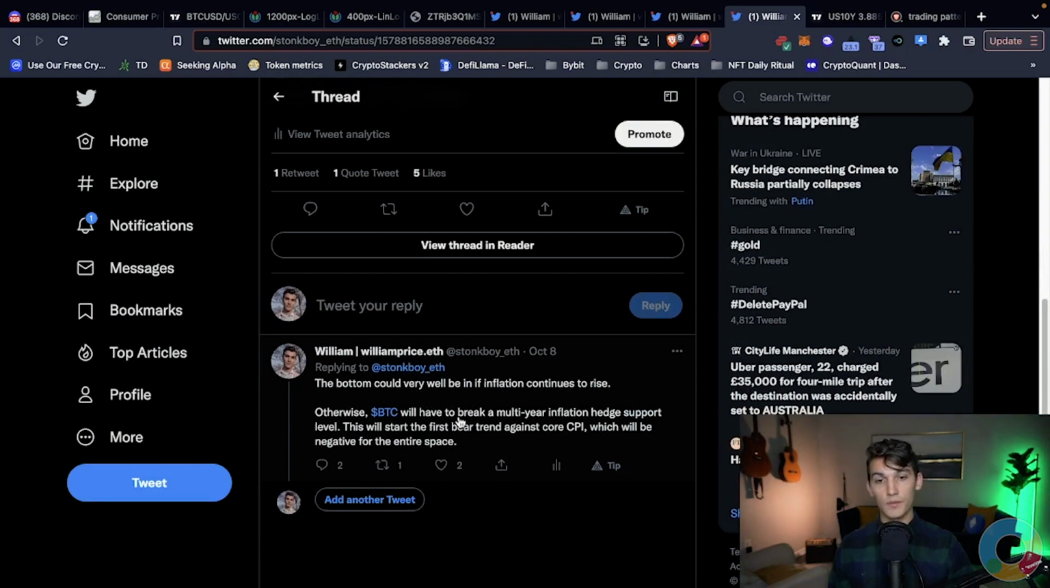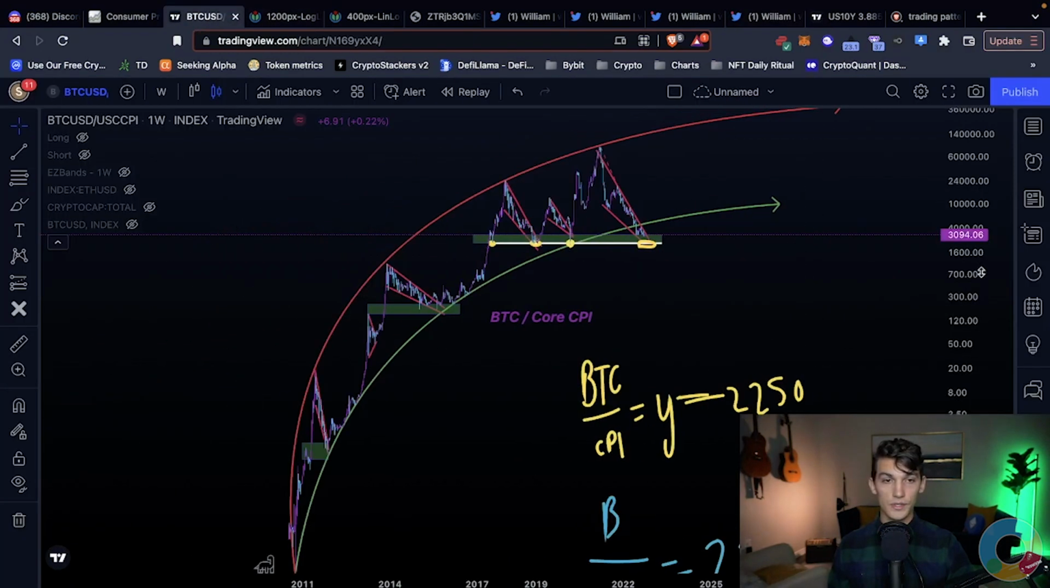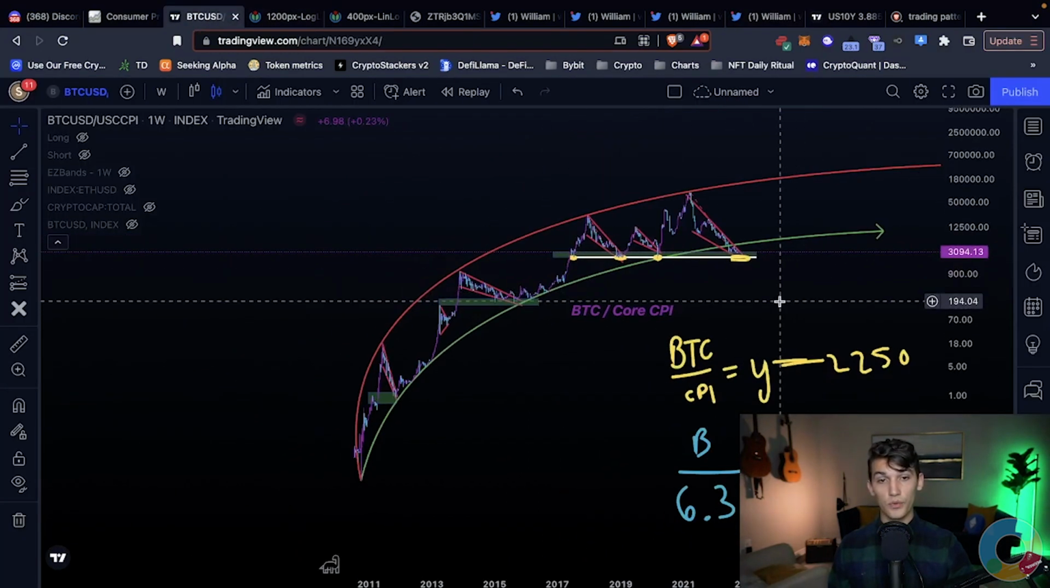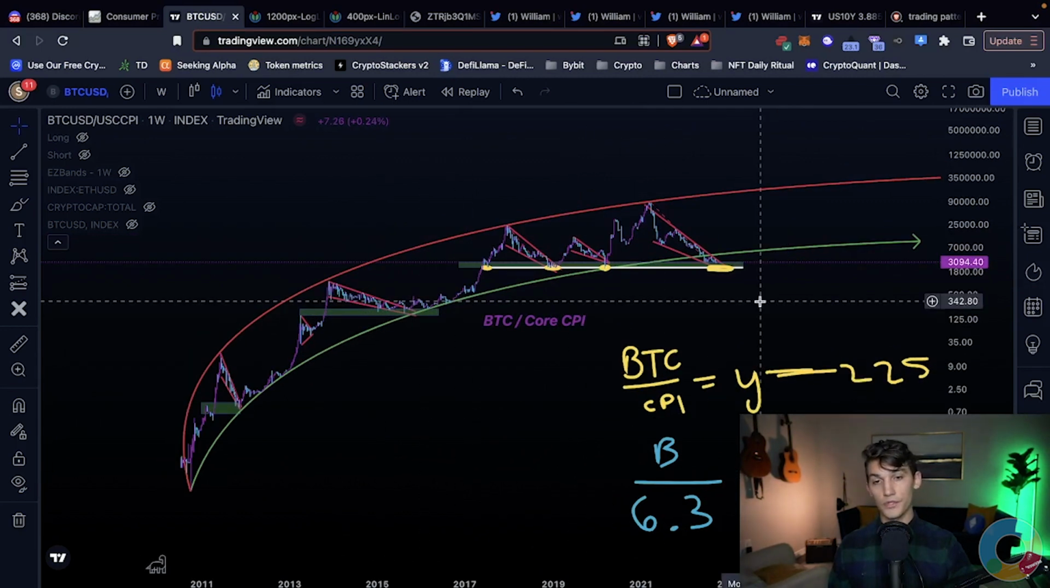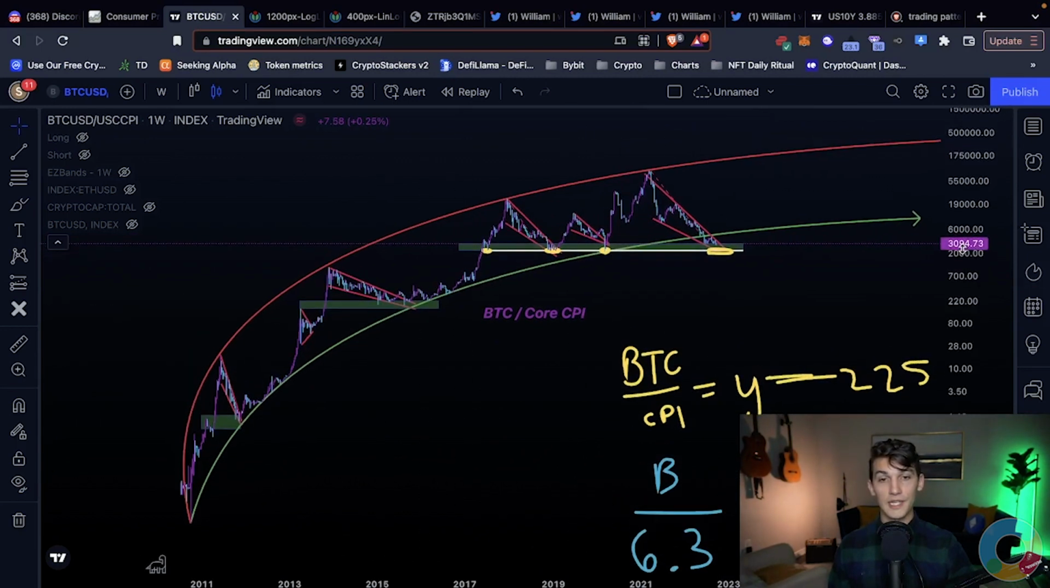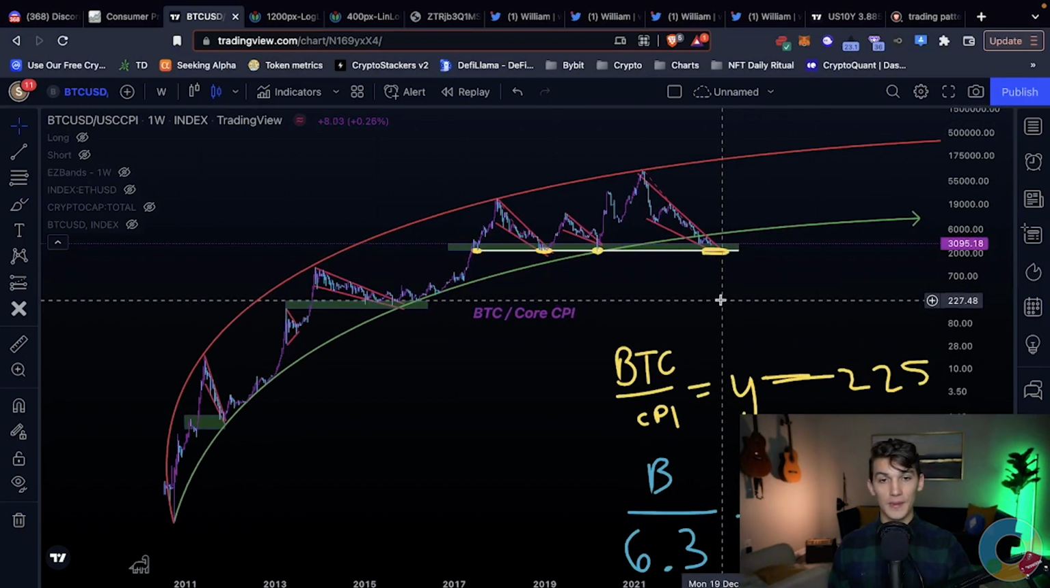Otherwise, Bitcoin will have to break a multi-year inflation hedge support level. And this will start the first bear trend against core CPI, which will be negative for the entire space. So it's not all roses in terms of this chart. If we were to break this chart here, it would be the first longer-term bear trend against inflation that Bitcoin has ever had, which would be negative for the whole space. So let's hope that that doesn't happen.